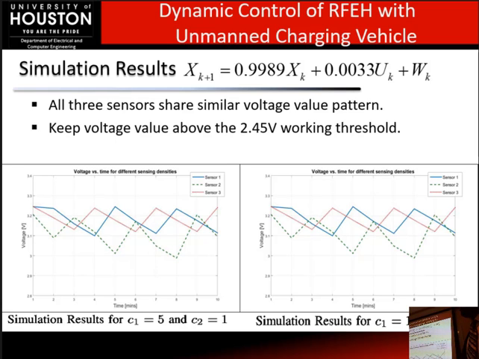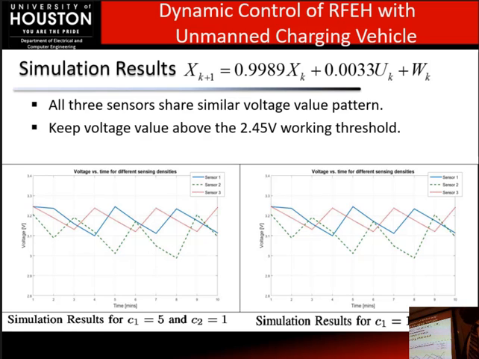Yeah, but in the published paper, the behavior is not identical, of course, but both of the scenarios make sure that our sensors are able to work above the working threshold. So that is basically the goal of using this dynamic solution.